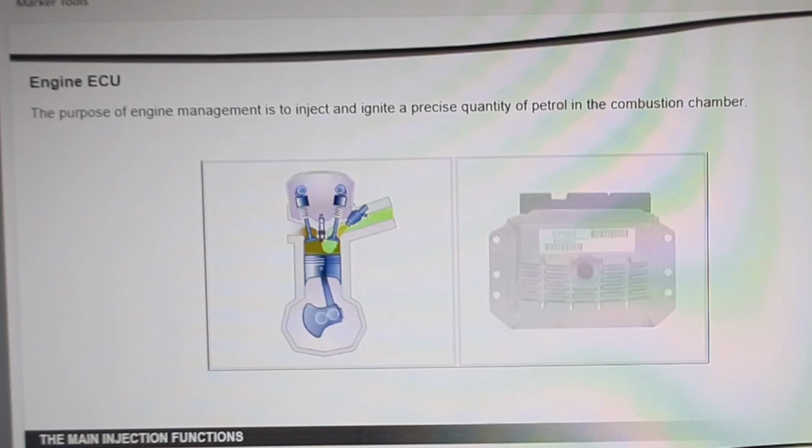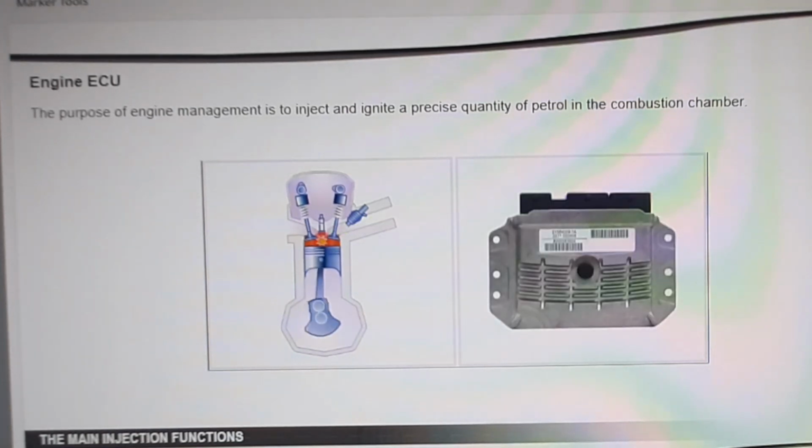The purpose of engine management is to inject and ignite a precise quantity of petrol in the combustion chamber. This operation must respond to the driver's requests while observing the various depollution standards. The injection computer is at the core of this system.